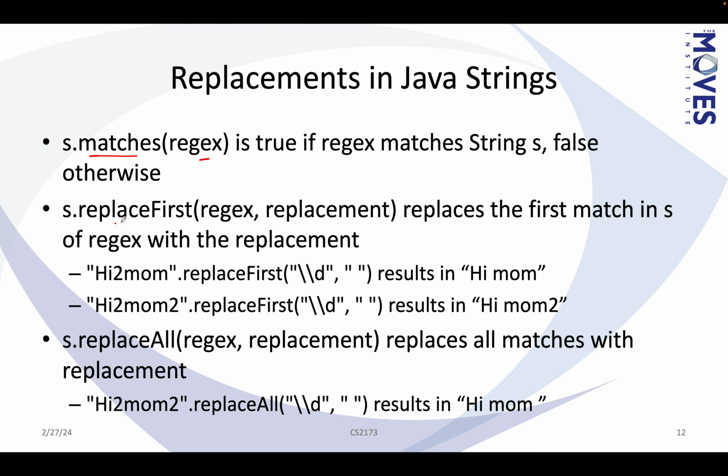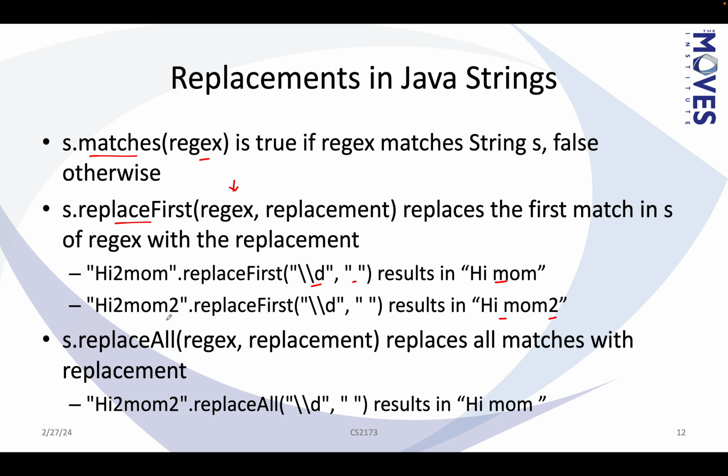It also has something called replaceFirst. If I give it a regular expression and the replacement, which has to be a specific string, I can't put a regular expression there, but it will replace the first match. So if I say hi 2 mom, if I replace the first occurrence of a digit with a space, then that'll give me hi mom. But if I do the same thing with hi 2 mom 2, it'll replace the first one but not the second one.